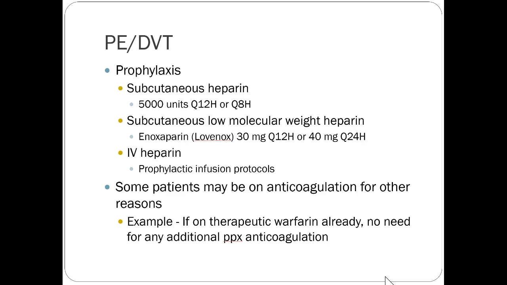You can also do low molecular weight heparin, which is a really popular choice as a once daily option. So this 40 milligrams Q24-hour injection is a really popular choice. Low molecular weight heparin and enoxaparin costs more money than heparin, which is why most institutions will still use regular unfractionated heparin as its prophylaxis agent of choice.